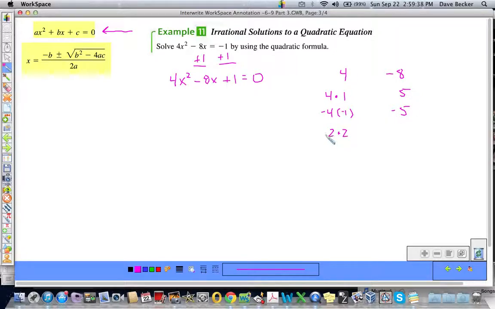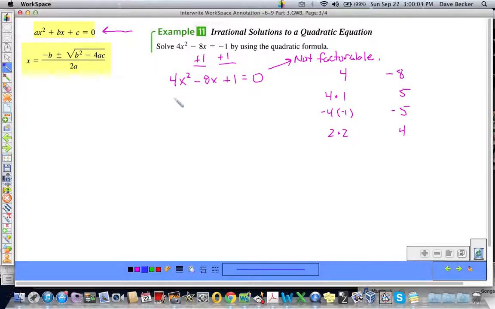2 times 2 is 4. Their sum is 4. And so if I do the negative, it'll just be negative 4. So none of them are negative 8, which means that this guy is not factorable. Can't be factored. Not factorable. And this is the big time, this is the best use for the quadratic formula.